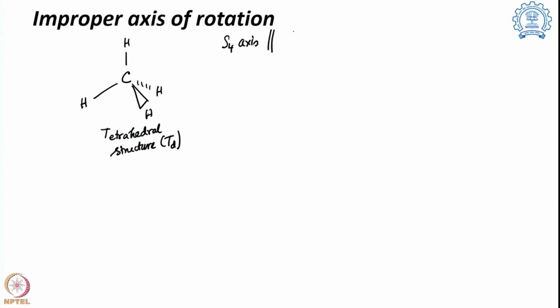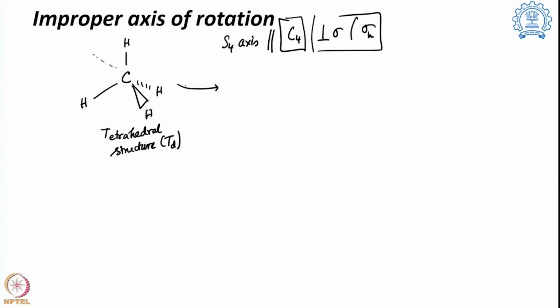That means I have to first find a C4 axis and a perpendicular plane, that is, a sigma h plane, and if I do these two operations together I should get a similar looking molecule. We are going to do that operation and try to find out whether we achieve a superimposable and indistinguishable structure or not. To do that, I am drawing this molecule in a slightly different orientation.